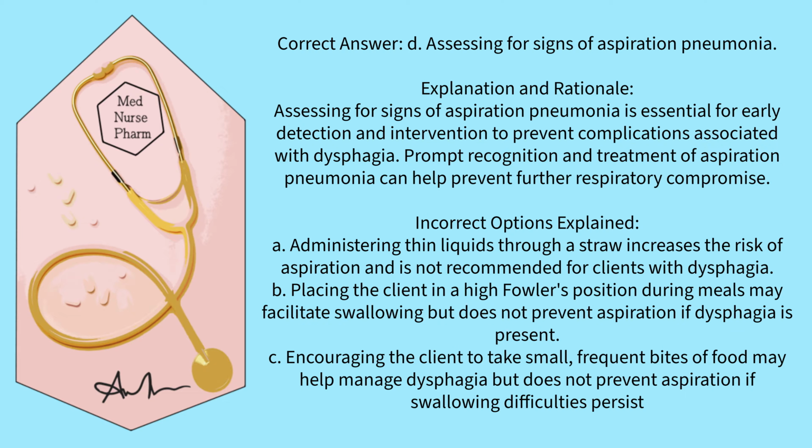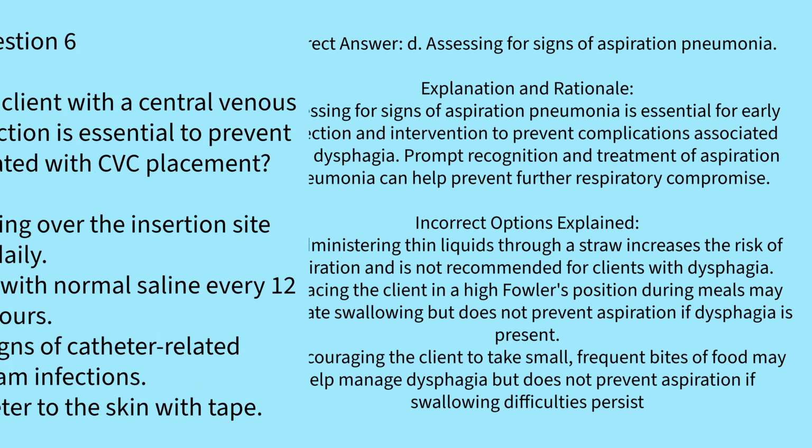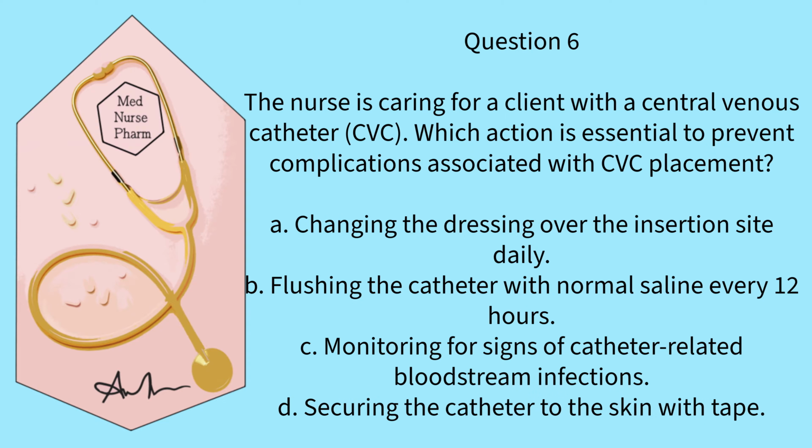Prompt recognition and treatment of aspiration pneumonia can help to prevent further respiratory compromise. Question 6. The nurse is caring for a client with a central venous catheter. Which action is essential to prevent complications associated with CVC placement?